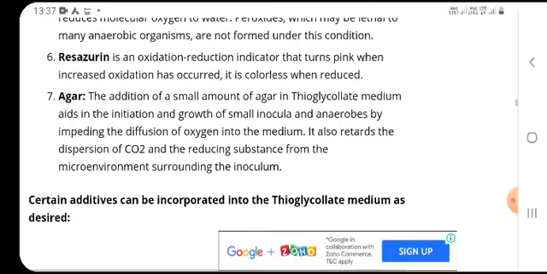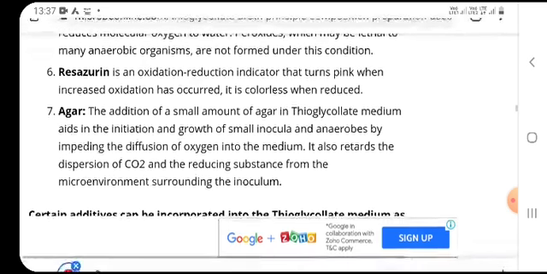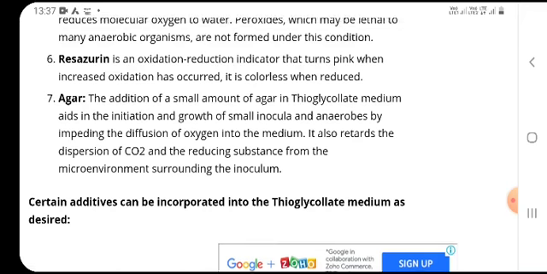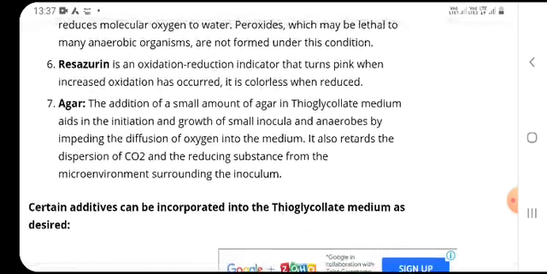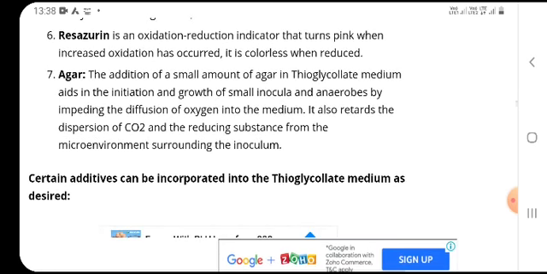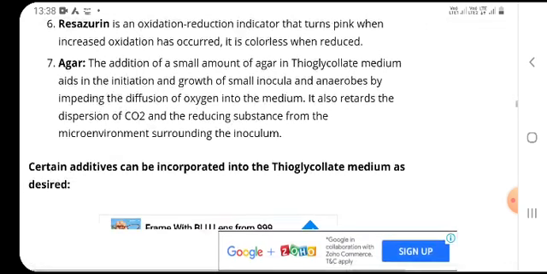Another important ingredient of this medium is resazurin, which is an oxidation reduction indicator, that is pink in color. So under oxidized condition it is pink in color. That means whenever it is in contact with oxygen, the color of this indicator is pink, whereas under reduced condition it is colorless. So it is very important to have this reagent in the medium in order to locate the oxygen containing areas and oxygen devoid areas.